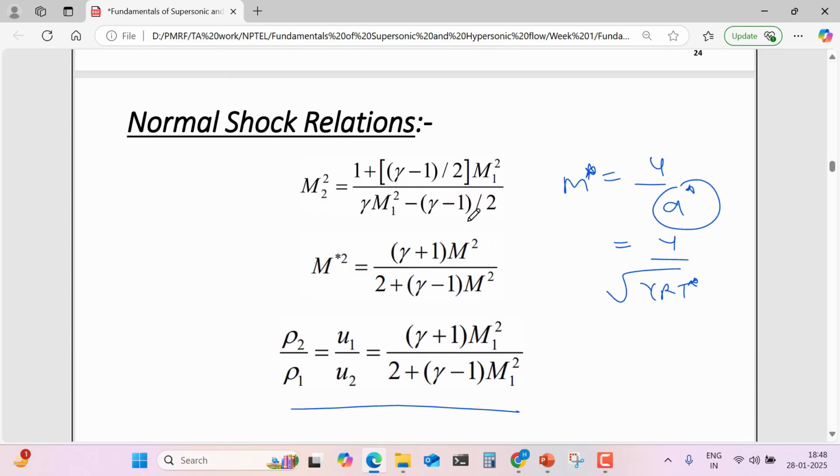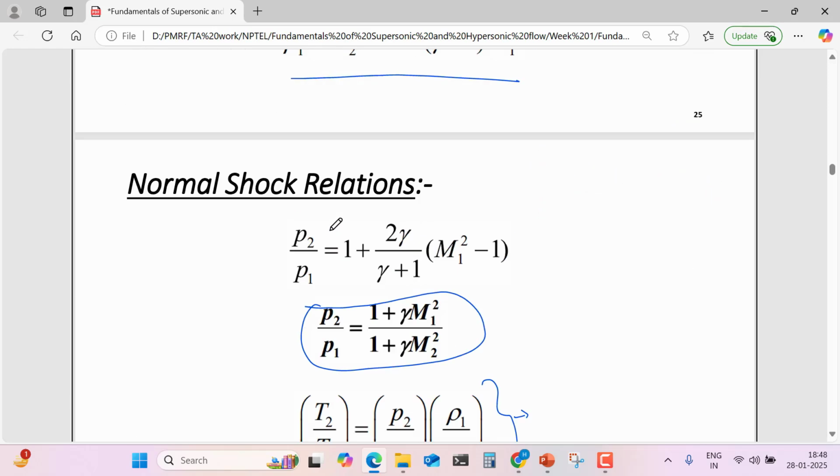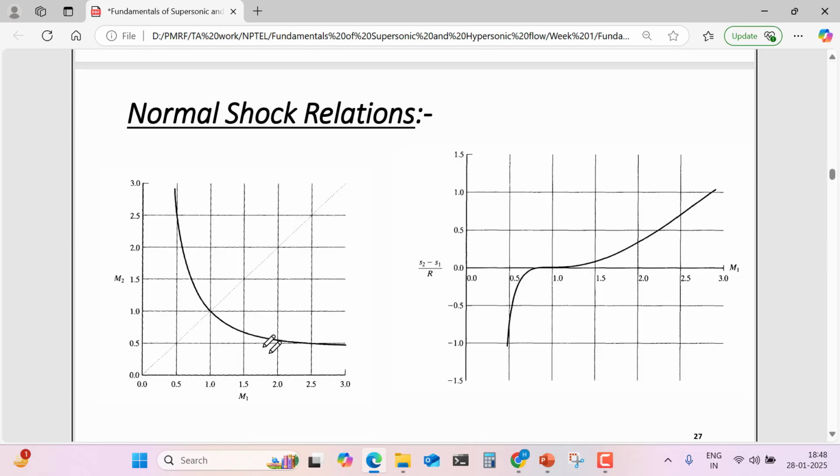So if we see the relation and plot it, we will get a curve like this. At Mach number M1 equal to 1, we will get M2 equal to 1, and if we increase M1, M2 will reduce from 1, and it is generally going to some constant value. And if we make M1 less than 1, then we will get M2 greater than 1.